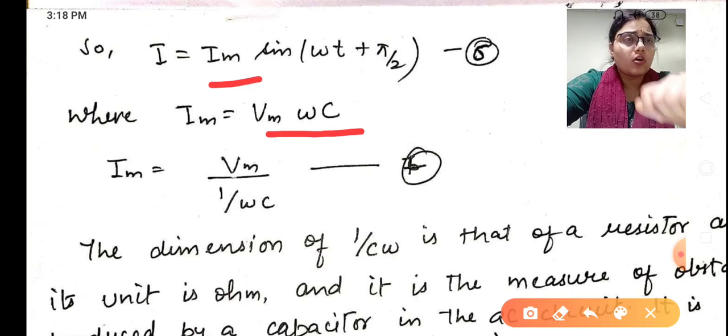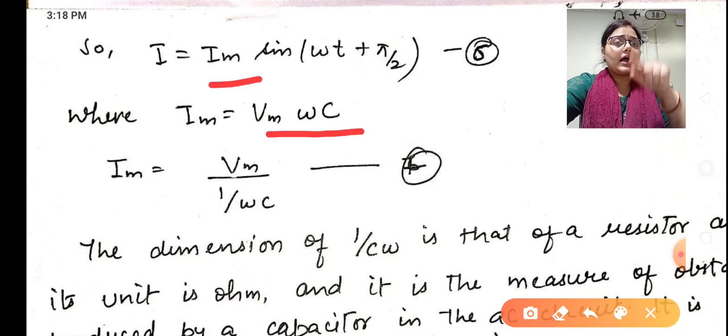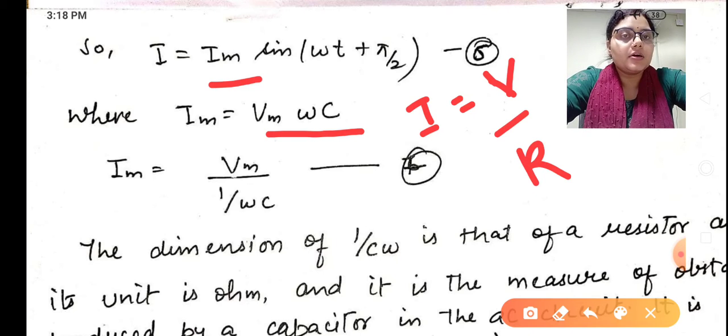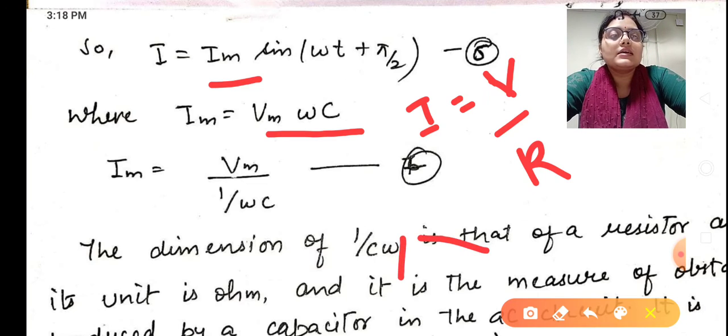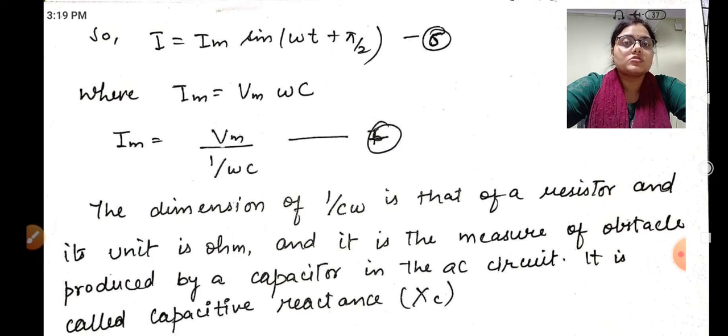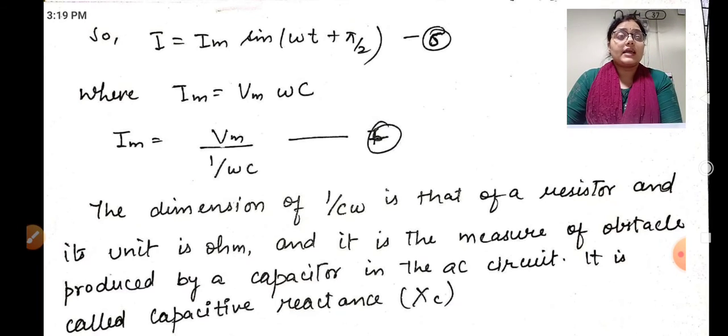In the form of Ohm's law, we write I is equal to V upon R. Now here, V upon R means the omega C has to be written in the form of R. So it comes down to 1 upon omega C. Now the 1 upon omega C acts as the resistance, and its unit is also ohm, like the dimensions of a resistor.